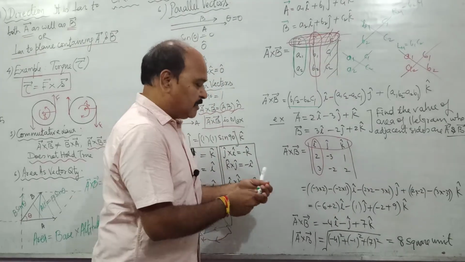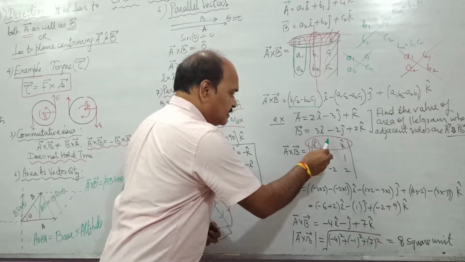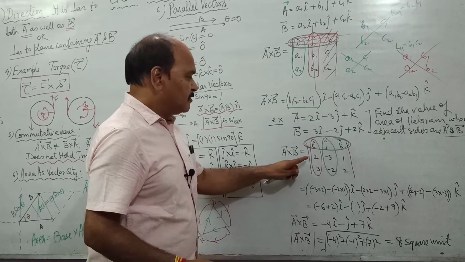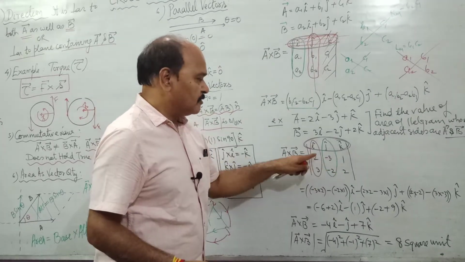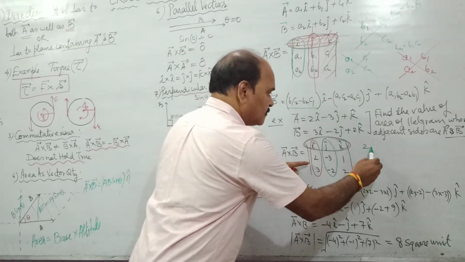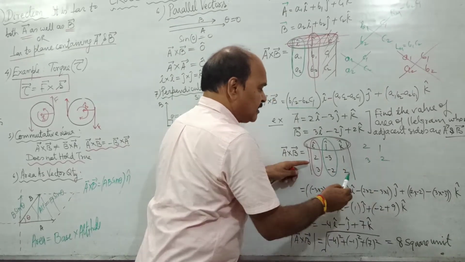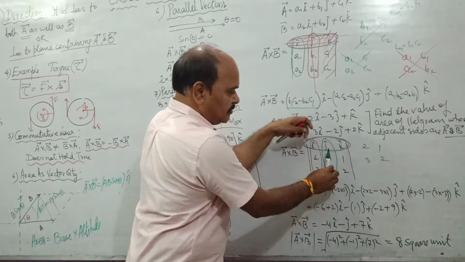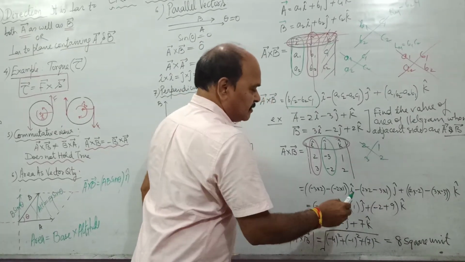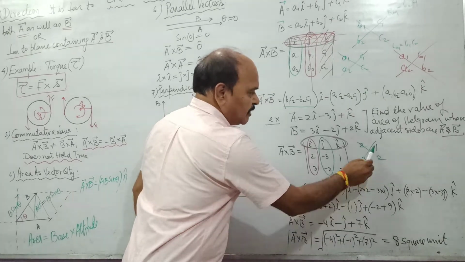For the coefficient of J, we hide this column and this row. What are we left with? 2, 3, 1, 2. See, the minus sign is there. So 2, 3, 1, 2 for J. We multiply this and subtract this. So 2 into 2 minus 3 into 1.